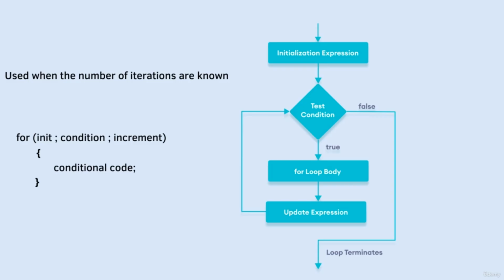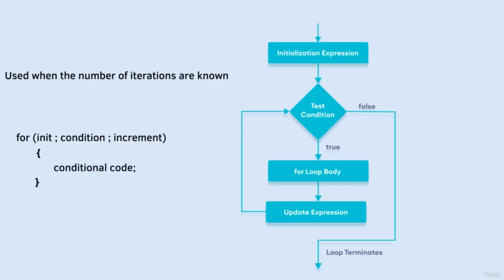Now how will it execute? First of all, the initialization will execute. It will initialize a particular variable with a given value. Before entering the body of the for loop, it will check the condition. If the condition is true, only then this code block will get executed. If the condition is false the very first time, it will not execute at all.